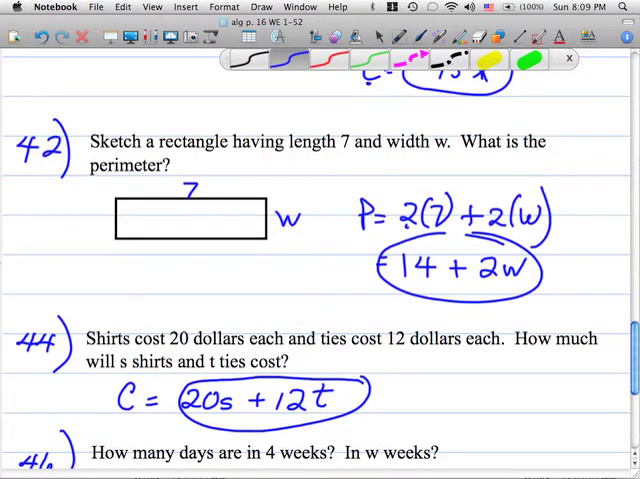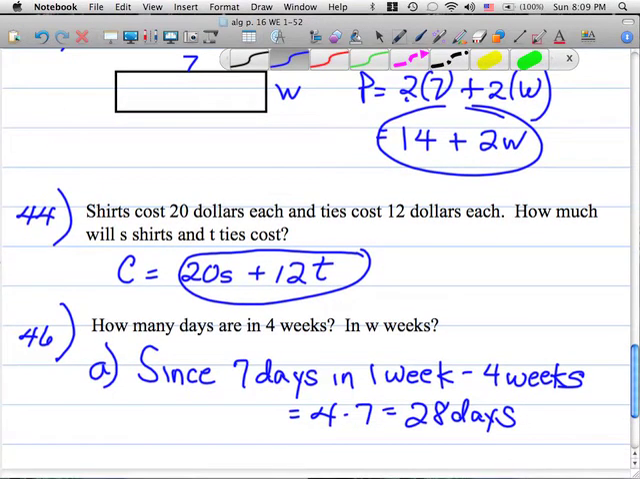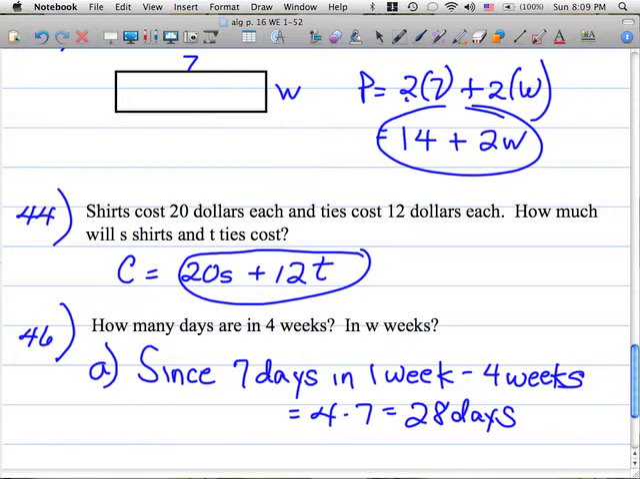Number 44, it says shirts cost $20 each and ties cost $12 each. How much will S shirts and T ties cost? Well, cost is the number of items times the price per item. So the total cost would be the cost of the shirts. Total cost of the shirts would be $20 times the number of shirts S, plus the $12 for each tie times the number of ties, which is T. So 20S plus 12T.